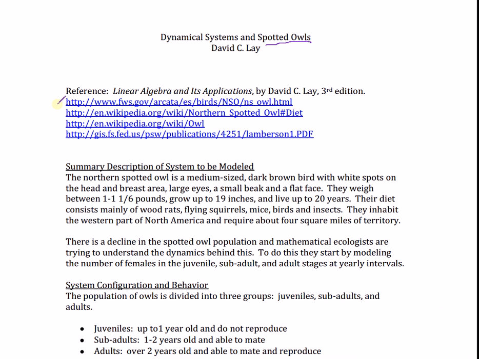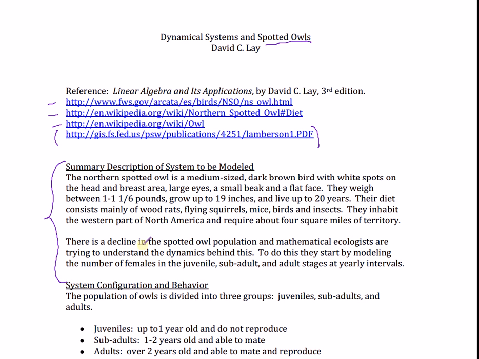Here are various references that talk about biological background of spotted owls if you're interested. This reference is important. We'll be using this later. This actually has a more realistic model of owl populations, and I will be asking you to implement that on a spreadsheet. All right, here's again some summary biological information.